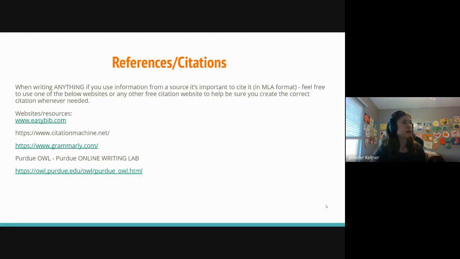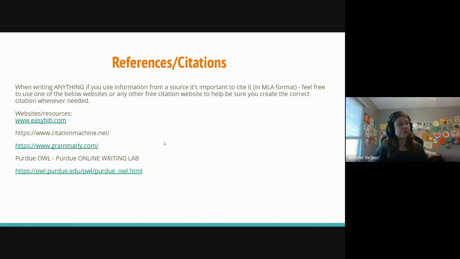So this is what I was kind of talking about with citing in MLA format. EasyBib or Citation Machine are great resources. You can literally type in the information and it will do the work for you. Grammarly is a great website for all sorts of grammar and spelling support in general. And then the Purdue OWL is just absolutely fabulous for anything you need writing-wise. If you want to learn how to do MLA and APA, they break it down. If you want to learn anything in grammar and writing, they have a resource for that.